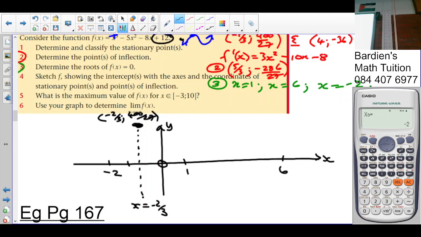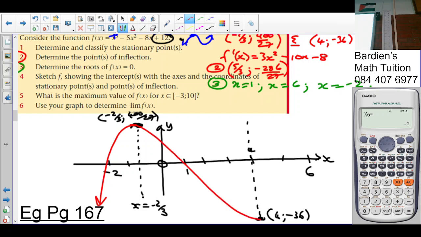Okay? Then at 4. So there's 1, 2, 3, 4, 5, 6, no? At 4. And the x value of 4 is turning at negative 36. You see that, people? So this is a turning point here, and that's a turning point there. So from the turning point we draw the graph, going down like that. There we go. That is your cubic.